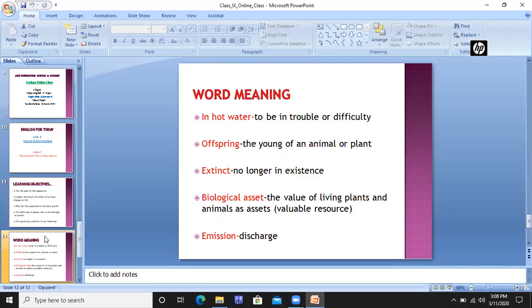Now word meaning. In hot water means to be in trouble or difficulty. The second one is offspring. Offspring is the young of an animal or plant. The third one, extinct. Extinct is no longer in existence. Then biological asset, the value of living plants and animals as assets. You know the meaning of asset is valuable resource. Then the last one, emission. That means discharging something.